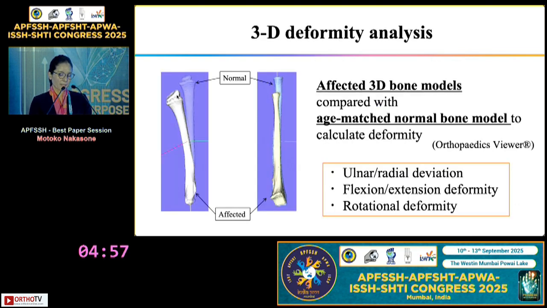I will explain the 3-dimensional deformity analysis of the forearm bone. From 3D data, we created surface bone models using simulation software. Affected 3D bone models were compared with age-matched normal bone models to calculate deformity. By this method, we measured ulnar and radial deviation, flexion and extension deformity, and rotational deformity.